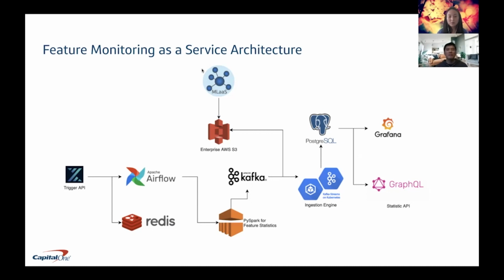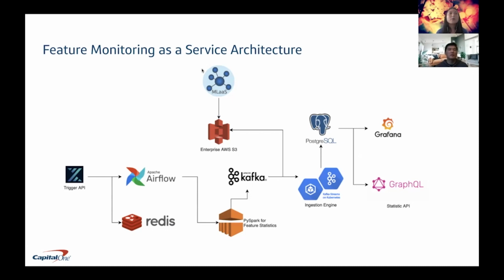The stats computation is done by Spark running on EMR, and the output is sent to our enterprise Kafka cluster. Our enterprise Kafka has the capability to save the results into our enterprise AWS S3. We also have our own ingestion engine that listens to our stats topic and writes the output to Postgres. As a serving layer, we provide a Grafana dashboard as well as a GraphQL API.